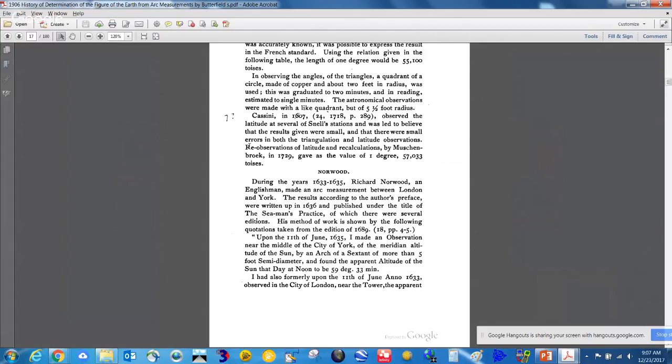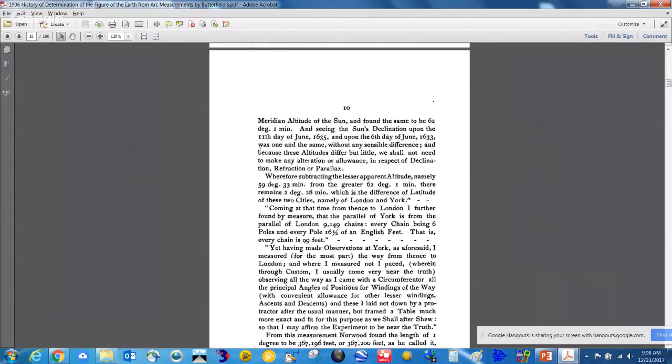I also formerly, upon the 11th of June, anno 1633, observed in the city of London near the Tower, the apparent meridian altitude of the sun and found the same to be 62 degrees 1 minute. And seeing the sun's declination upon the 11th day of June 1635 and upon the 6th day of June 1633 was one and the same without any sensible difference."